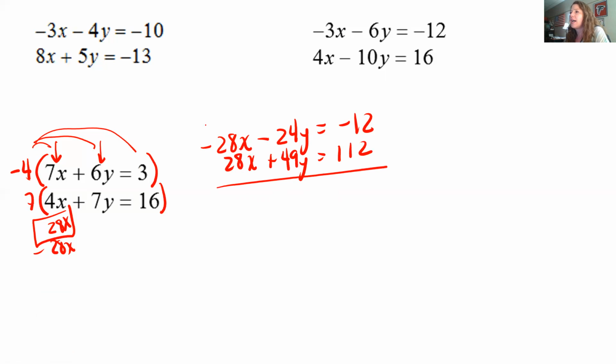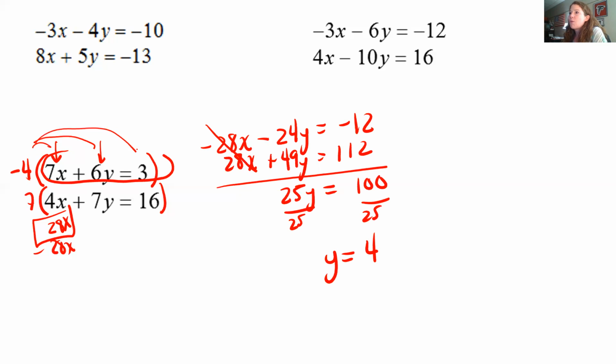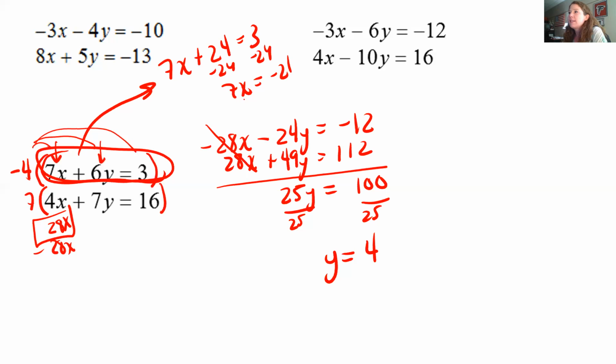So my x's are gone. I have 49y minus 24y, and I get 25y equals 100. And when I divide by 25, I get y equals 4. So now I'm going to plug 4 for y into this top equation right here. So I'm going to do 7x plus 6 times 4 is 24 equals 3. I'm going to subtract 24, so I get 7x equals negative 21. And when I divide by 7, I get x is negative 3 and y is 4.